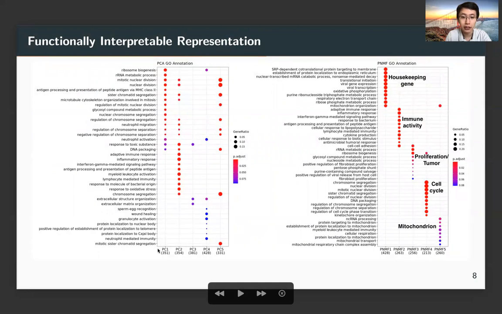Here we perform the GO annotation on the weight matrix from PCA and PNMF. We can see the GO annotation on PCA. Within one PC, there are a lot of different GO terms. And between different PCs, those GO terms are overlapping between each other. But for the PNMF, within each basis, almost all the GO terms are related to one specific functional group. And between different bases, the GO terms are almost non-overlapping between each other. Therefore, scPNMF itself can work as a very interpretable linear dimensionality reduction compared to PCA.